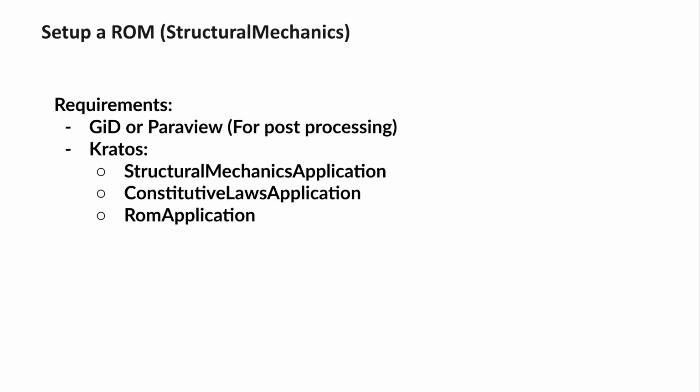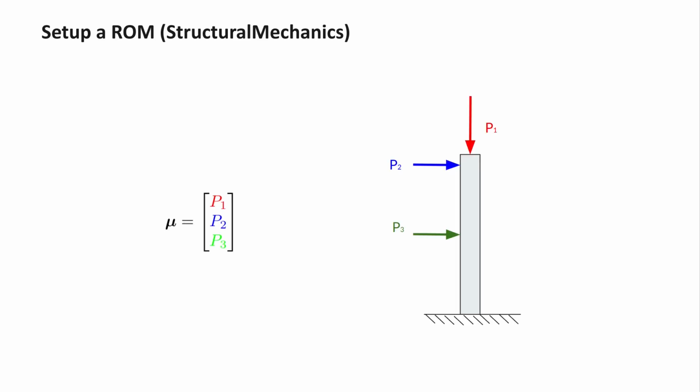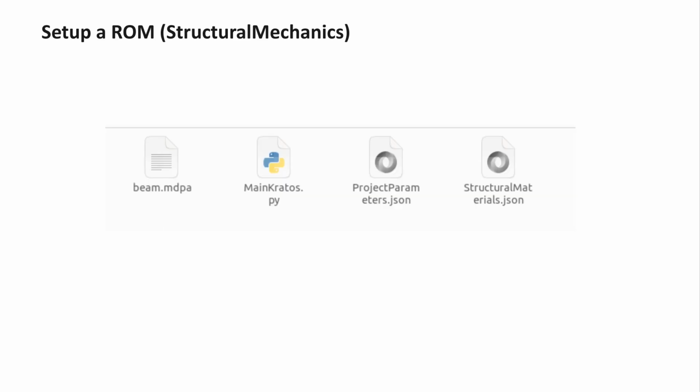In order to follow this tutorial, you will need to have installed either GID or ParaView, and this is only for post-processing. And from Kratos, we will need the structural mechanics, the constitutive laws, and the ROM applications. This is the example that we're working with, and last time we created these 4 files.